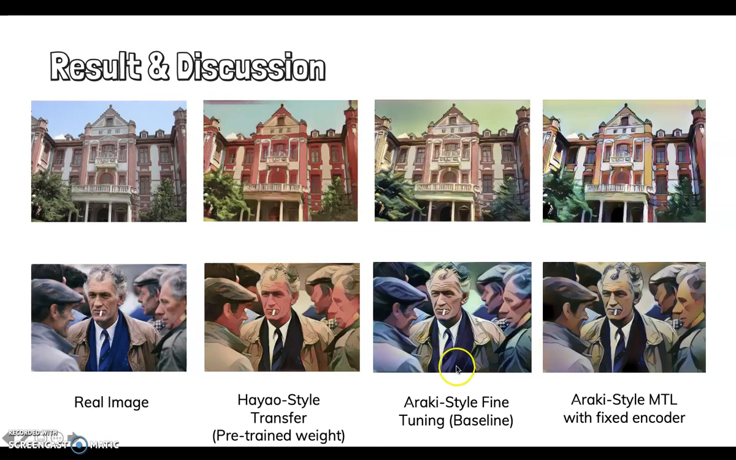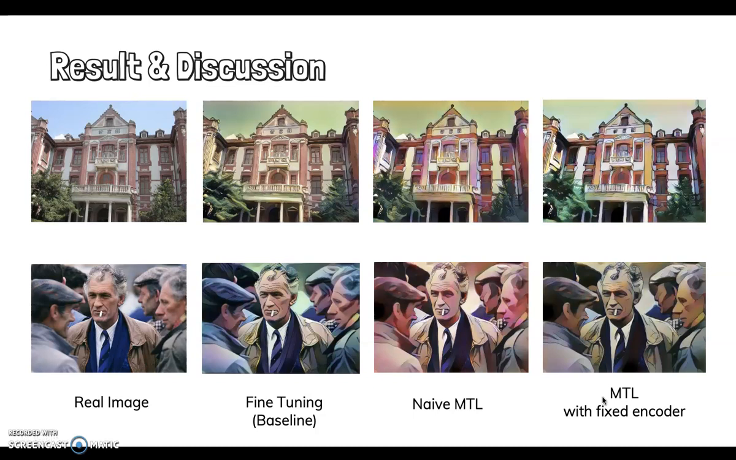These two are from the baseline and MTL with fixed encoder. Here is the result comparing baseline and MTLs, which is our approach. They are all trained on hierarchy style. MTL with fixed encoder produces similar quality as baseline, although baseline preserves more details, for example, the cheek here, here, and here. Also, MTL with fixed encoder produces better results than naive MTL, which is the one without the fixed encoder. The naive MTL is more red, which is more like the higher style.